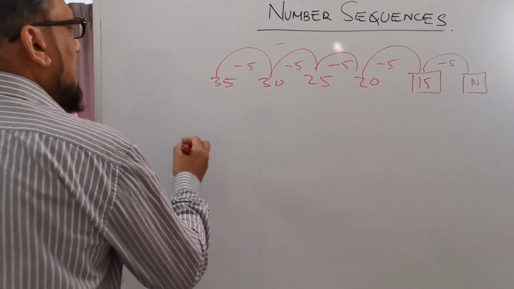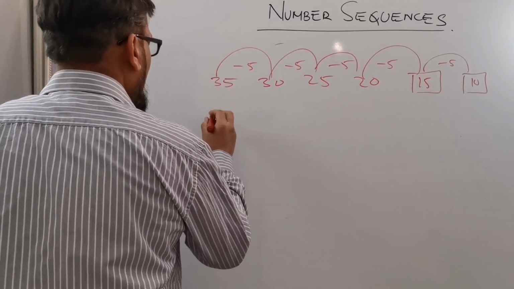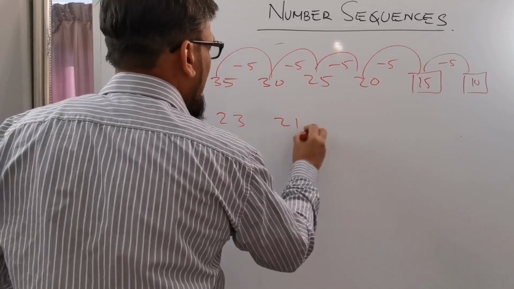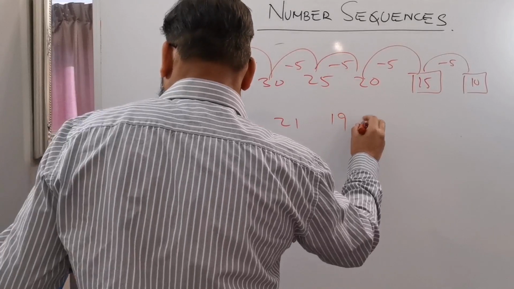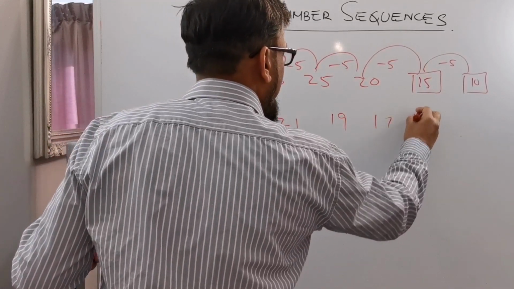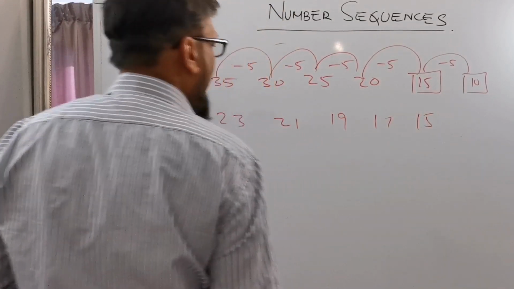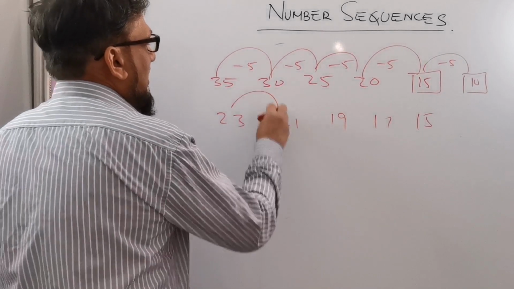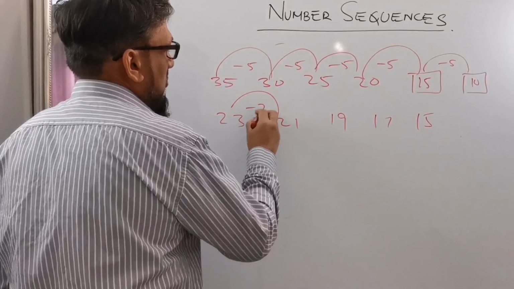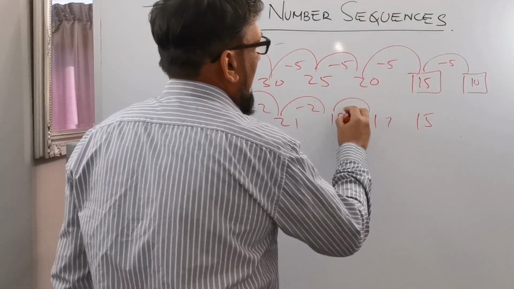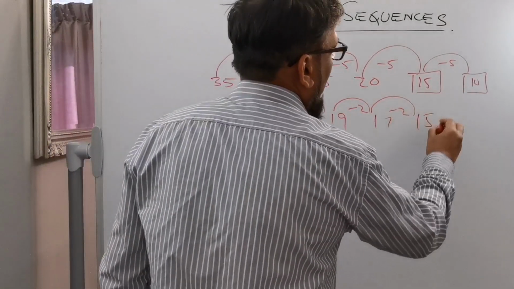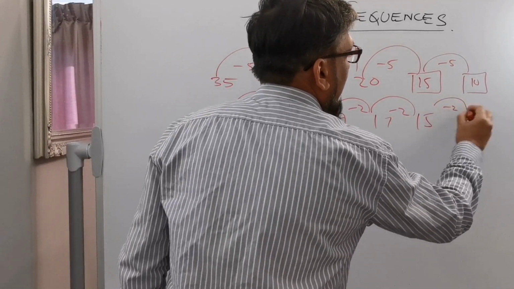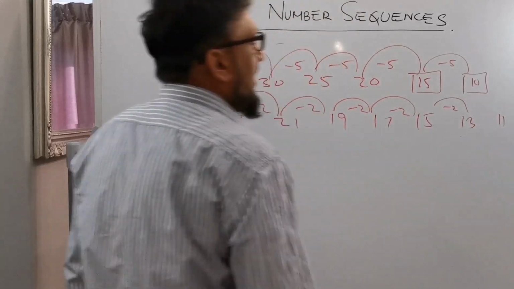And now a couple more examples. If I say 23, 21, 19, 17, 15, what are the next two numbers? Look at this one. This one is minus 2, minus 2, minus 2, minus 2. So 15 minus 2 is 13, and 13 minus 2, the next one, is 11.